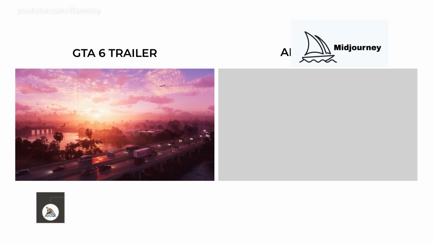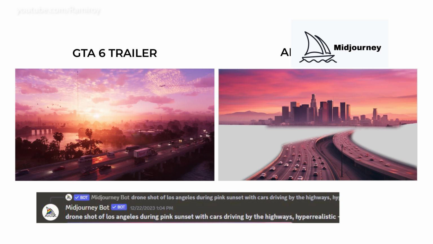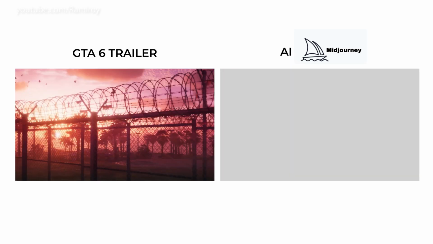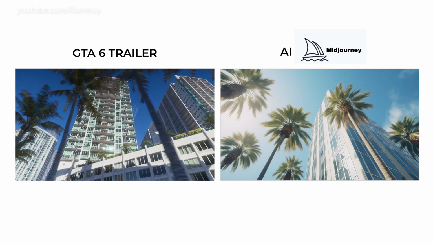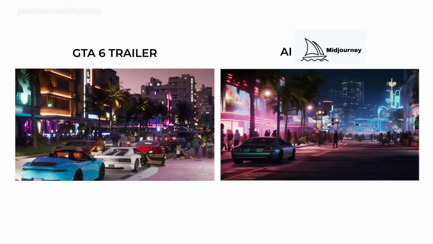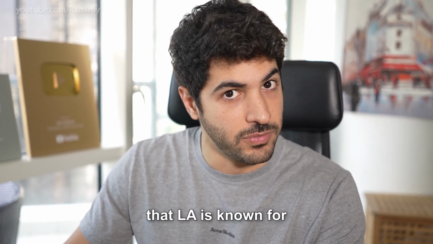So I wrote in Midjourney, drone shot of Los Angeles during pink sunset with cars driving by the highways. Hyper realistic. And this is what I got. I replaced this shot with this shot, and then this shot with this one. I tried to keep the same elements of building shots, nighttime flyover shots, well-known touristic places, nighttime activities, but also I wanted to add something that LA is known for.